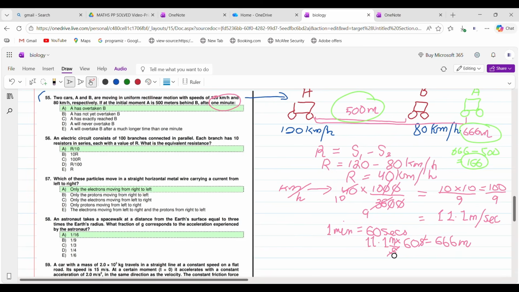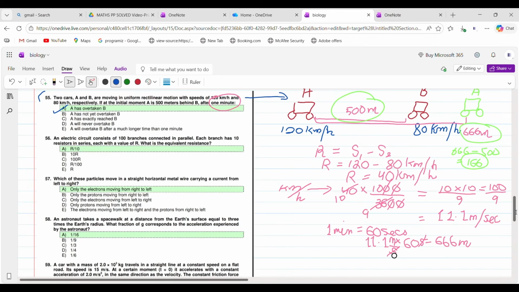So let's see our options now. Option A says A has overtaken B. Of course, A has overtaken B. A is ahead of B, which means our answer A is right. Okay, this was very simple. I know it wasn't rocket science at all, for you guys at least. Now let's go towards our next question.